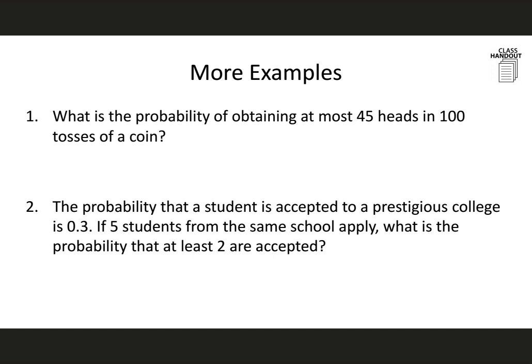All right, looking at a couple more examples here. It says, what is the probability of obtaining at most 45 heads in 100 tosses of a coin? So at most is less than or equal to. And in this case, we're tossing the coin 100 times. P is the probability of success. We're counting the number of heads. The probability of getting heads is 0.5. K, we're going to use 45.